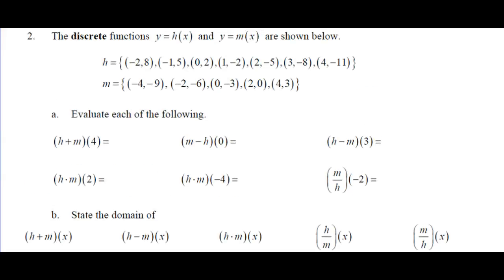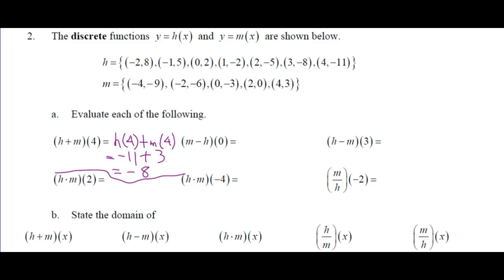h of 4 plus m of 4. Okay, what's h of 4? I'll write it out, just so: h of 4 plus m of 4. What's h of 4? -11. What's m of 4? 3. What's -11 plus 3? -8.